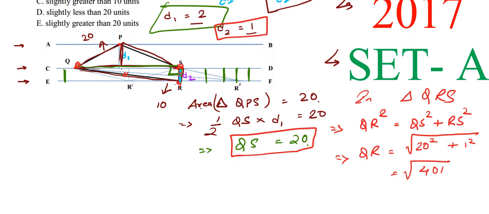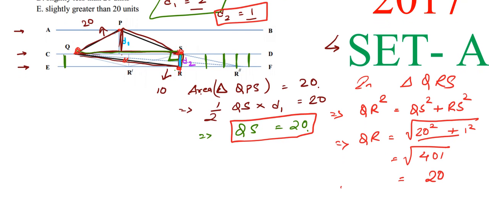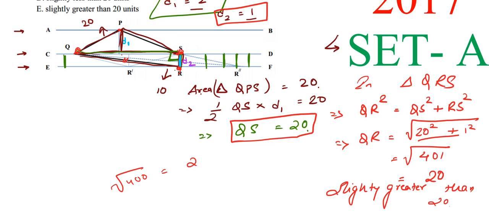As you can see here, root over 401 is very close to 20 because we have 20 square plus 1 square. So root over 401 can be written as slightly greater than 20. We will take this as 20, but slightly greater than 20, because root over 400 is equal to 20 and root over 401 will be slightly greater than 20. So our answer will be slightly greater than 20.